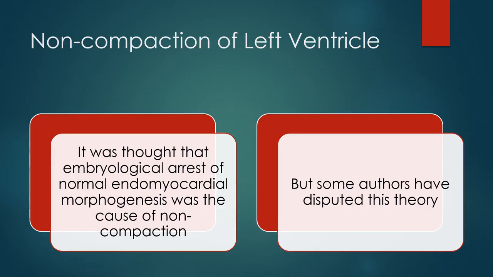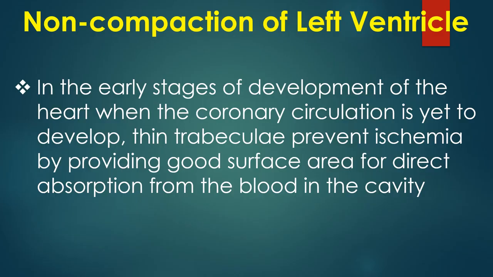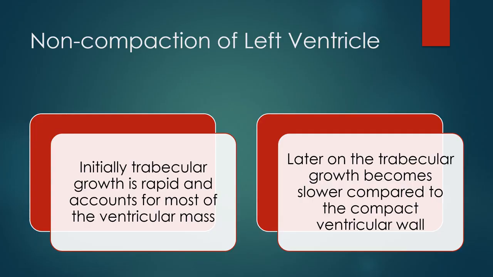It was thought that embryological arrest of normal endomyocardial morphogenesis was the cause of non-compaction, but some authors have disputed this theory. In the early stages of development of the heart, when the coronary circulation is yet to develop, thin trabeculae prevent ischemia by providing good surface area for direct absorption from the blood in the cavity. Initially, trabecular growth is rapid and accounts for most of the ventricular mass. Later on, the trabecular growth becomes slower compared to the compact ventricular wall.